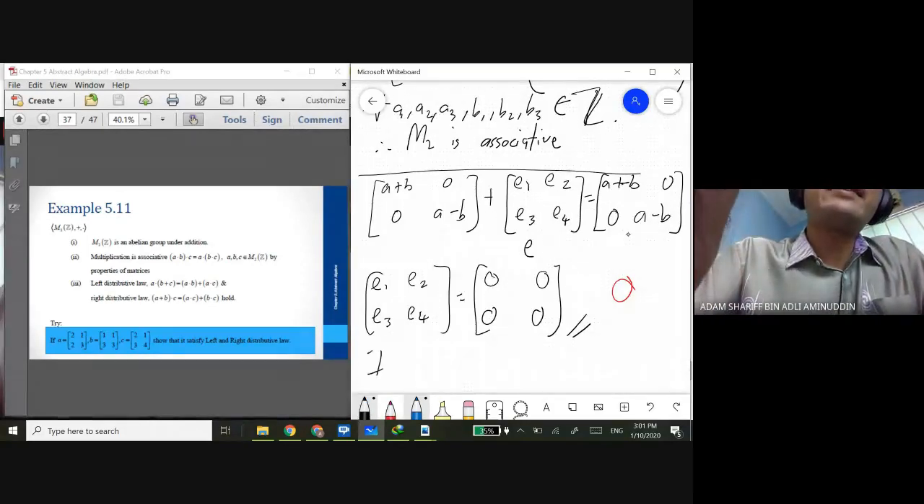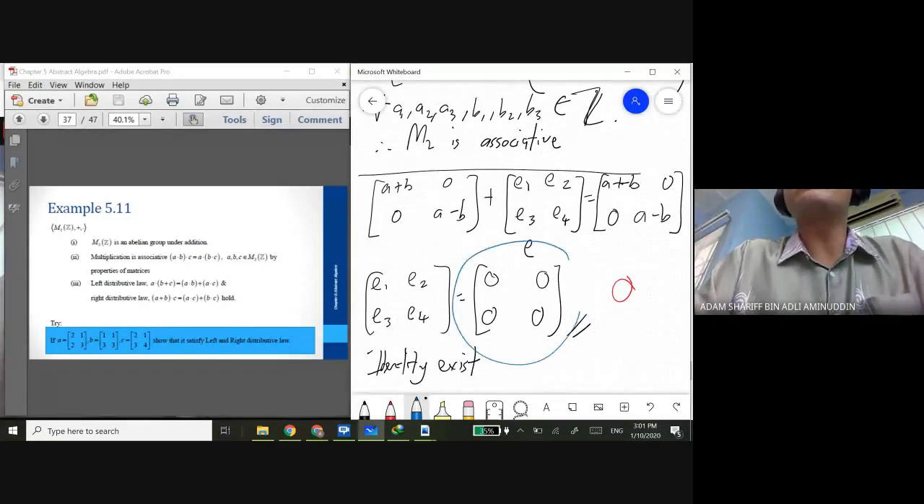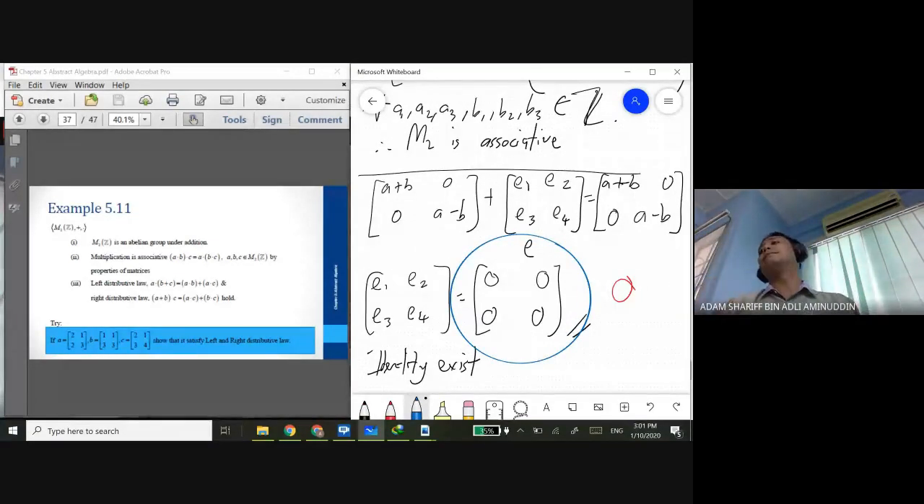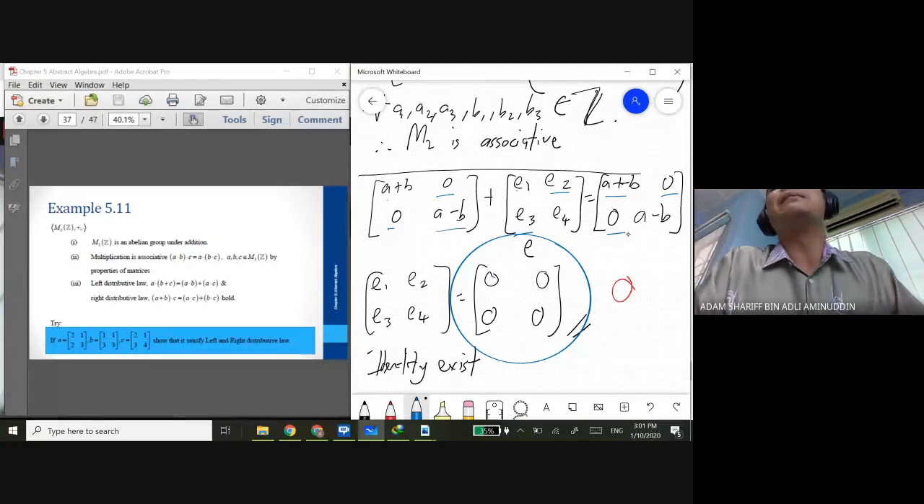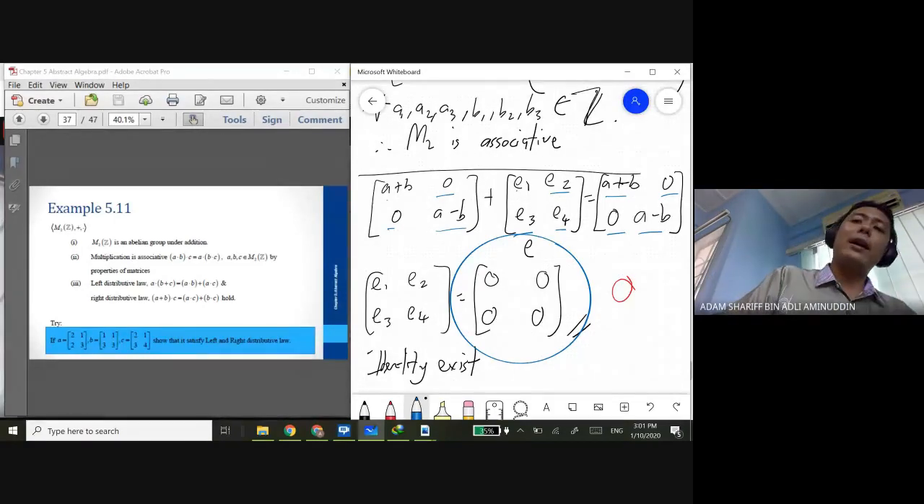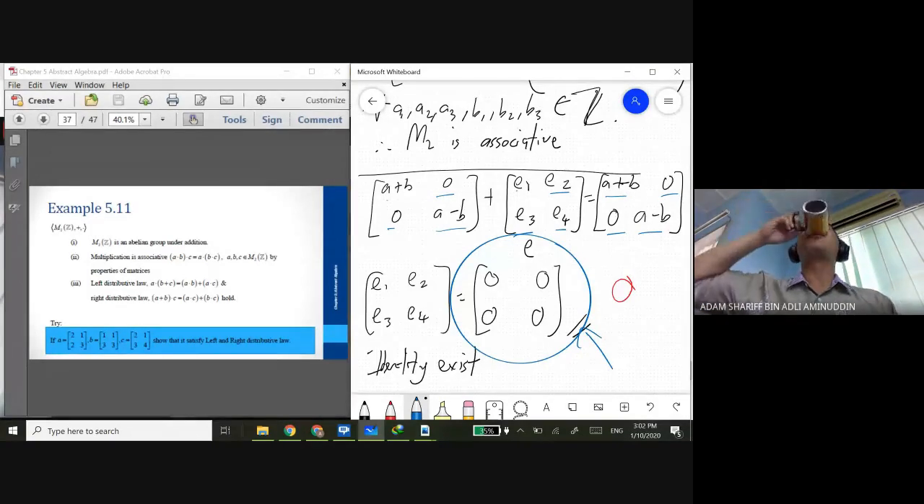So identity exists, and the matrix that I search for that produces this is this. Because this is very true. A plus B plus 0 dapat balik A plus B. 0 plus 0 dapat balik 0. 0 plus 0 dapat balik 0. A minus B plus 0, E4 becomes A minus B. And the blue color here is the answer that I seek for.